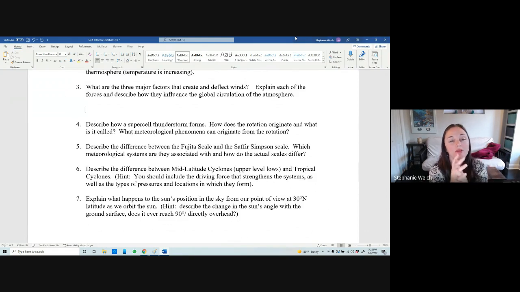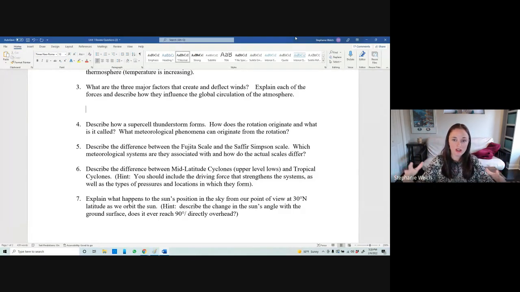Now, this is the main stuff that I cover as part of lecture 2. This is effectively why the global circulation of the atmosphere happens. It happens as a result of these primary forces that control everything. So I sum this up as, what are the 3 major factors that create and deflect winds? I word it this way in the notes: here's the first factor, second, and third.